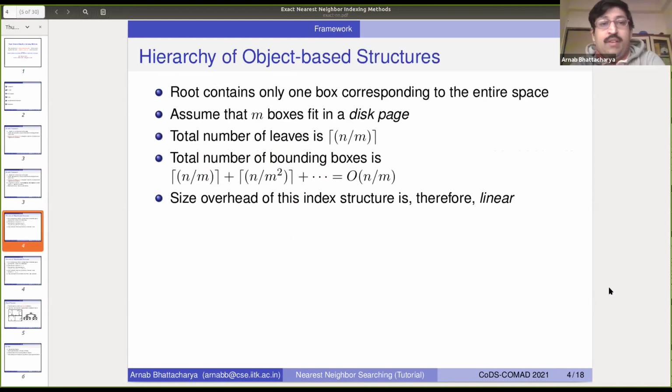So basically, then we have this hierarchy of structures. The root, the top of the hierarchy, contains everything, right? That's the entire space of things. So if you're indexing, let's say, spatial objects in a city, the root will contain everything in the city, right? And then that root will be divided into smaller boxes, correct?